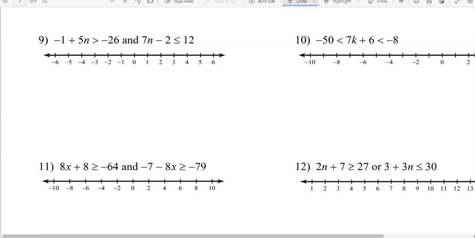Okay, we have -1 plus 5n is greater than -26, and we have 7n minus 2 is less than or equal to 12. Okay, what word do you see? We see and. So what visual can you go ahead and picture? They're going to intersect with each other. They have written it nicely as 2 separate equations.